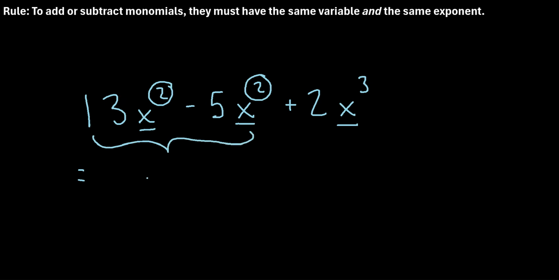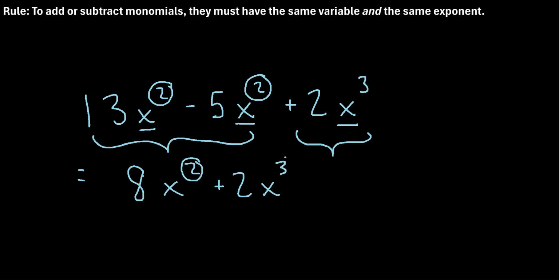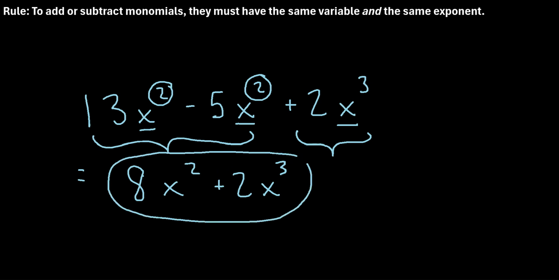So 13 minus 5, that's 8. And it will be an x squared. And then we can just include this last term as it is. So it'll be plus 2x to the third. Because these x's have different exponents, we can't add those two together. So we just have to leave it like this as our final answer.